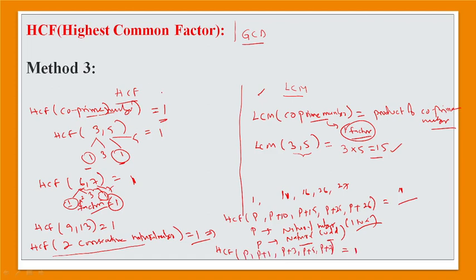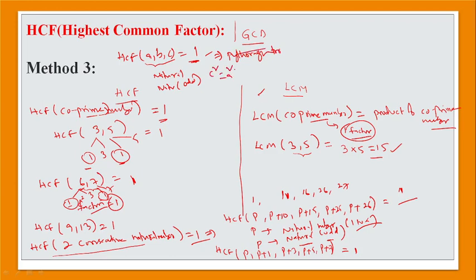So remember one point here: HCF of a comma b comma c will always be equal to 1. Suppose a comma b comma c may be any natural numbers or some natural numbers along with odd numbers. So it follows the property of a Pythagorean triplet. The Pythagorean triplet can be written as c square is equal to a square plus b square.